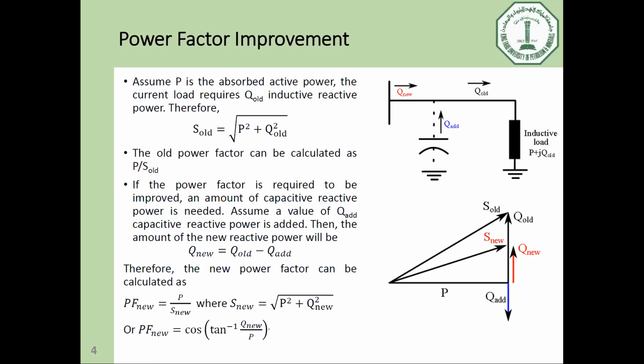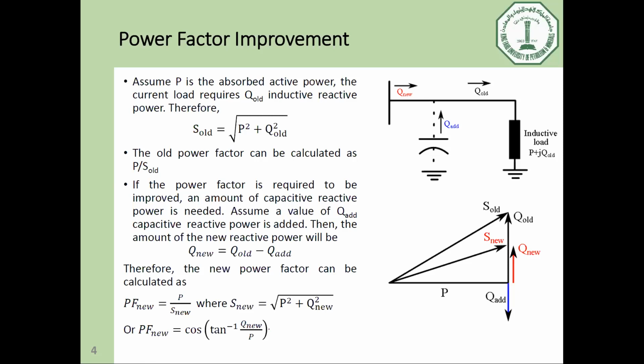Because Q or P are just quantities, they are not vectors. P itself is not a vector. Q itself is not a vector. However, S is a vector. So Q cannot be represented by a complex number, and P cannot be represented by a complex number. However, apparent power S should be represented as a complex number.